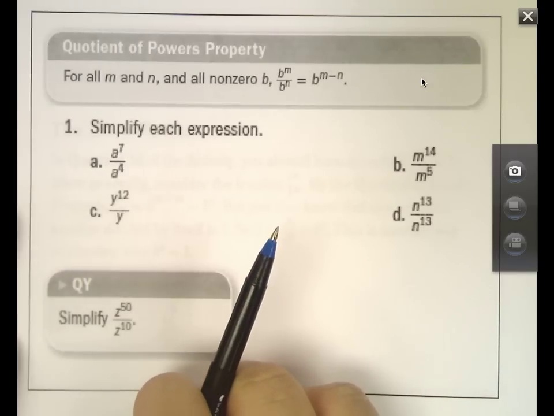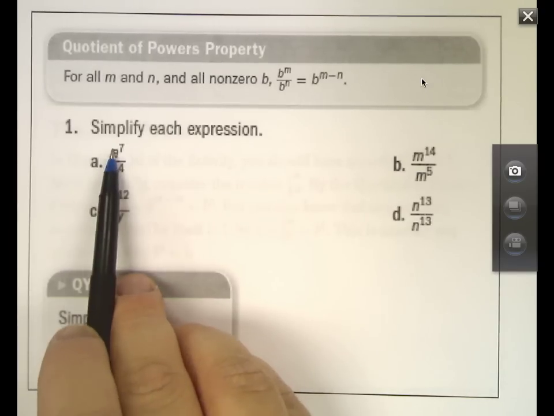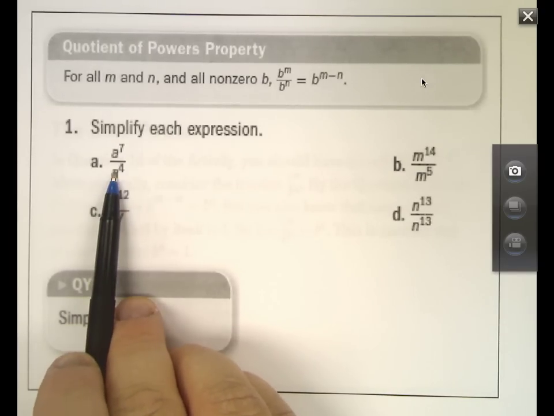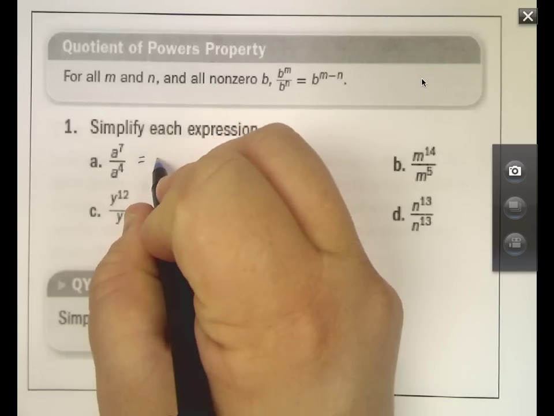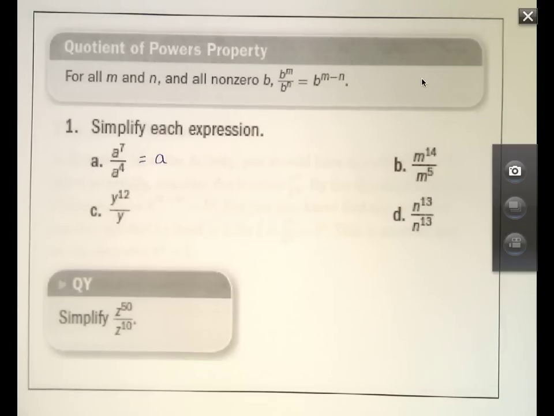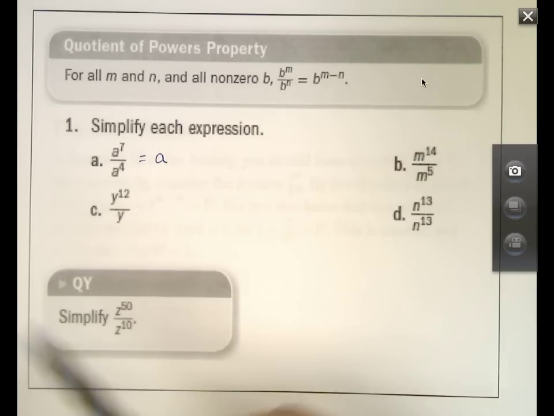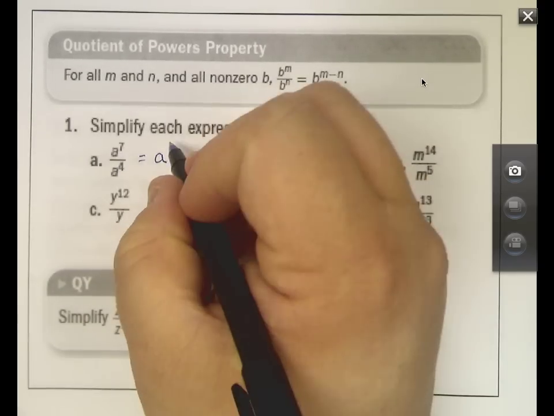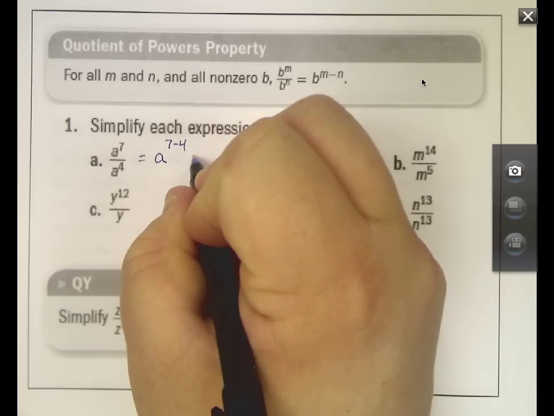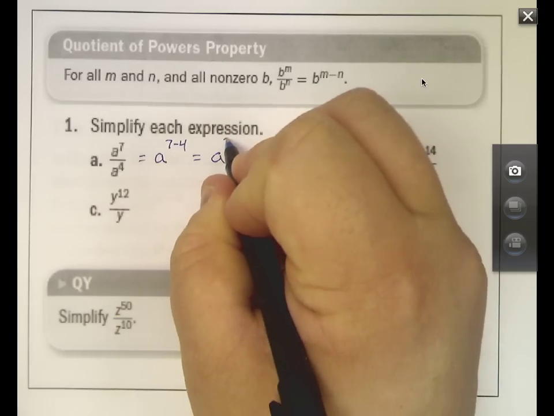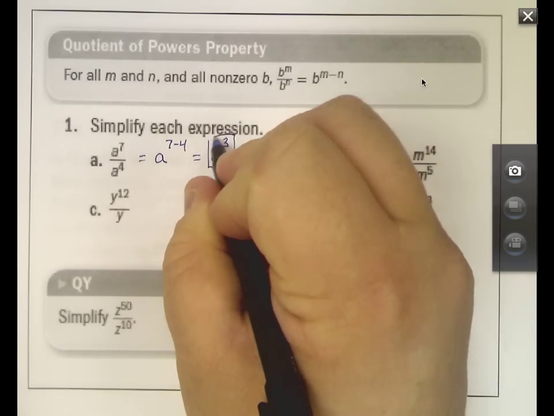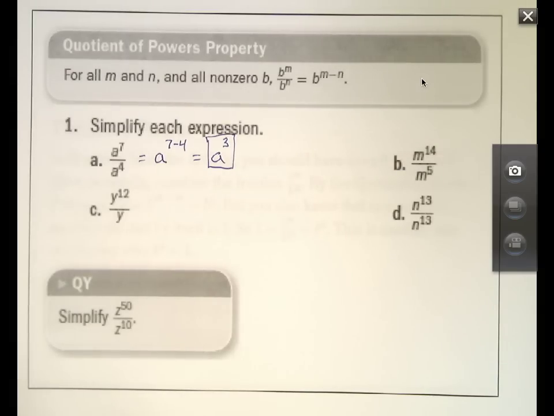So let's look at 1. Simplify each expression. Do these two things share the same base? Yes. Our base in this case is a. What's 7 minus 4? You all are going to tell me it is 3.